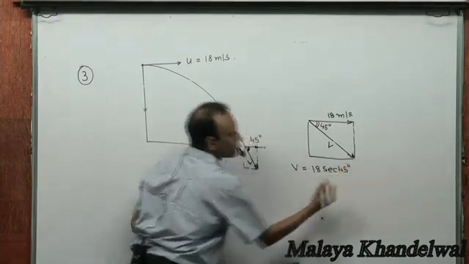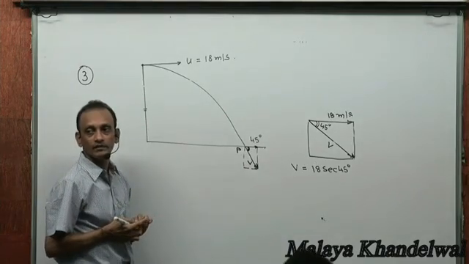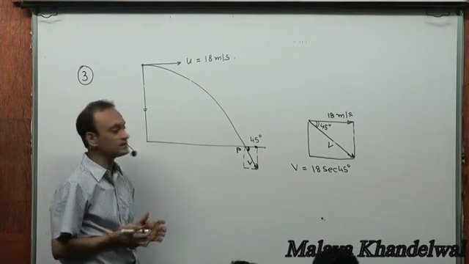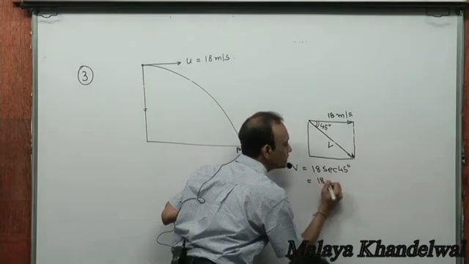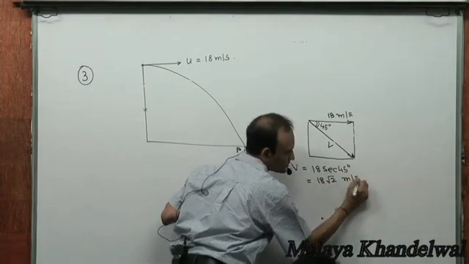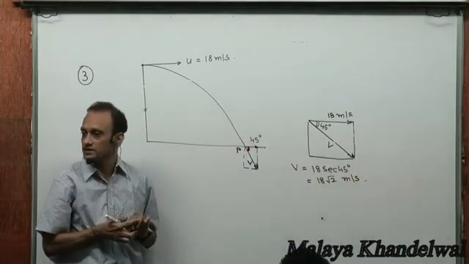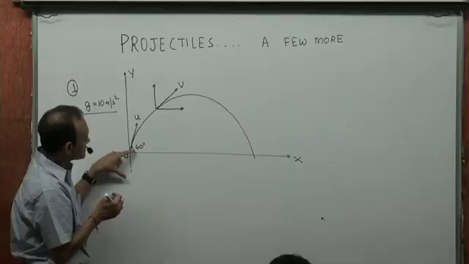How about it? V is 18 sec 45 degrees, which is 18 root 2 meters per second. I hope all of you got this right, all by yourself, isn't it? Easy, no?